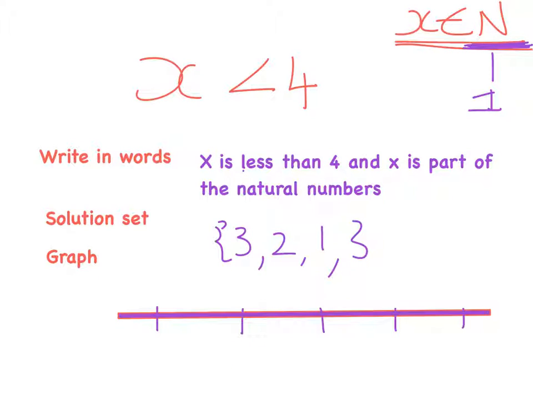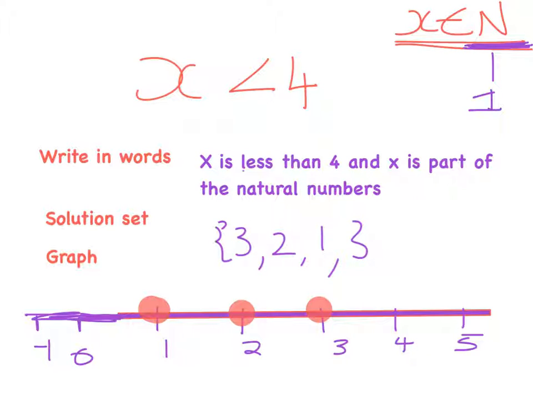Okay, and it's 3, 2, 1, so I'm going to mark 5 here, 4, 3, 2, 1. I might bring it on a bit further to show 0. And if I brought it on a bit further, that would show -1. And I'm going to mark this by saying, well, if x is less than 4, it can be 3, it can be 2, it can be 1. And I'm marking that by using these dots, okay?